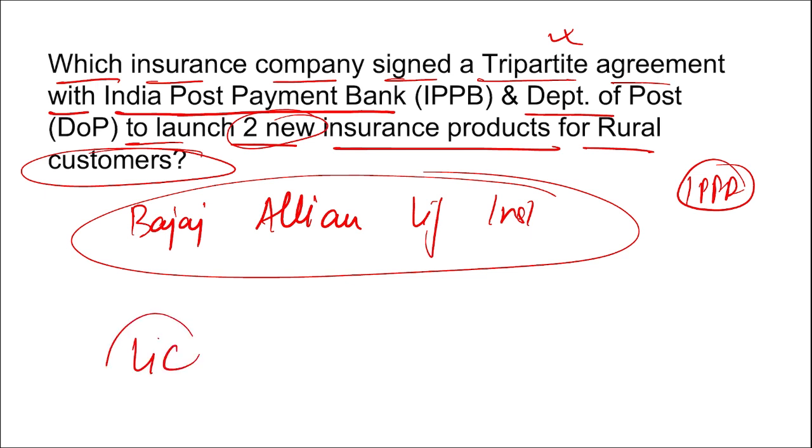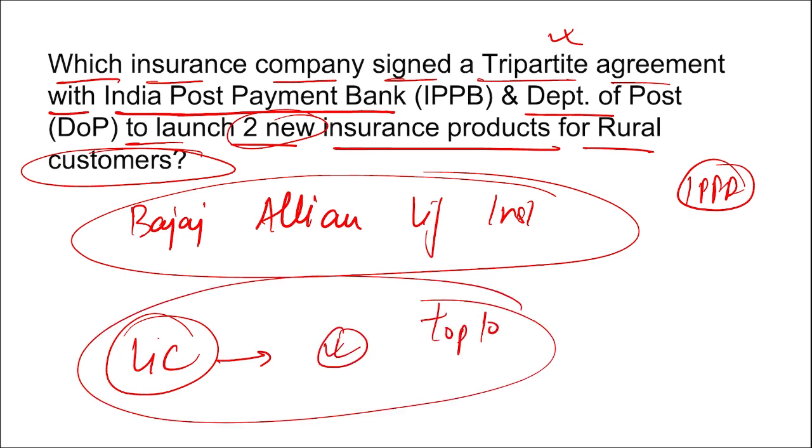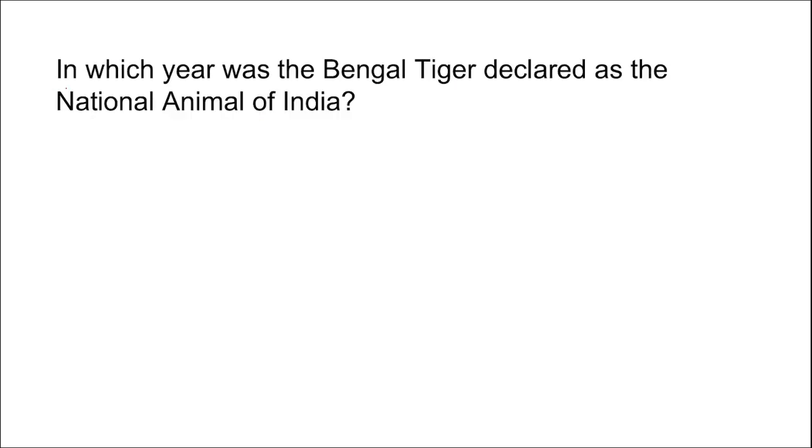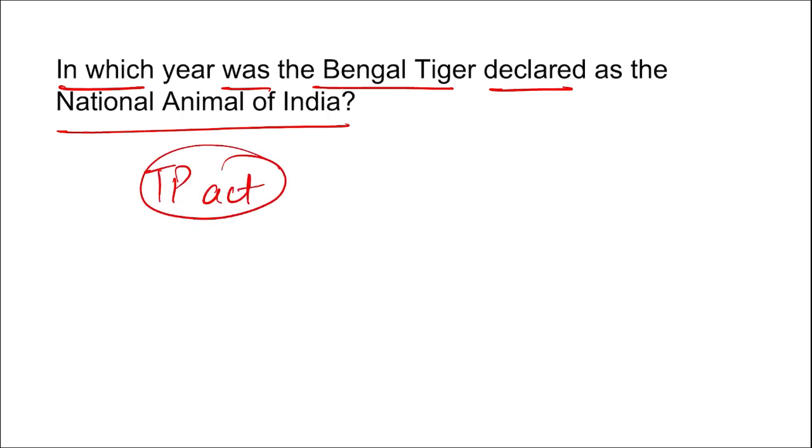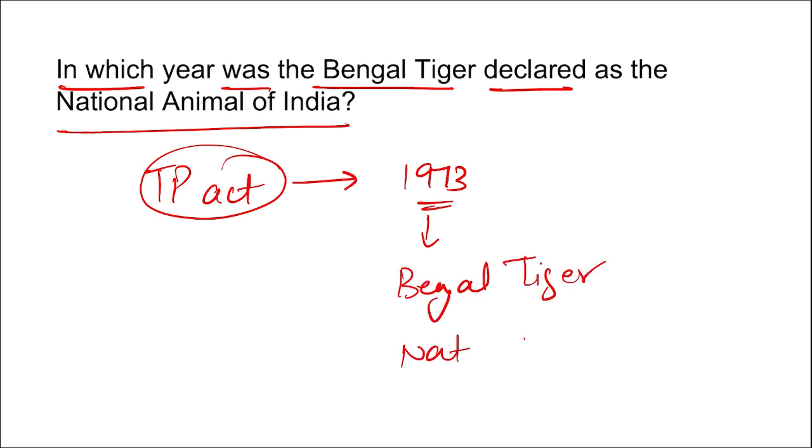Also remember, Life Insurance Corporation is the insurance company that was ranked in the top 10 insurance companies in the world, and its rank was 10. Life Insurance Corporation. Next, in which year was the Bengal tiger declared as the national animal of India? Important question. Can you tell me when your Tiger Protection Act came? The Tiger Protection Act came in 1973, and in this year only, Bengal tiger was declared as the national animal of India.